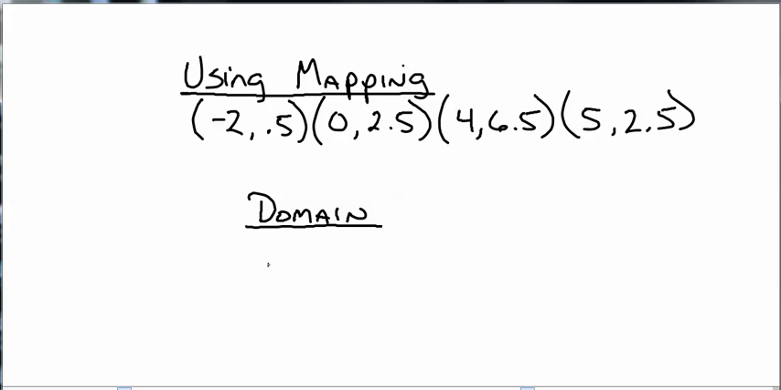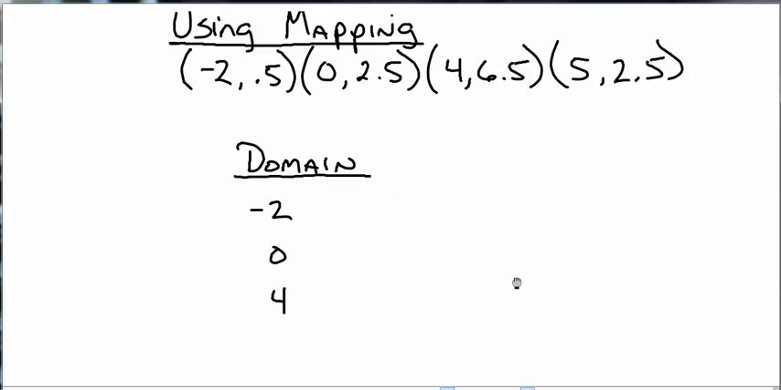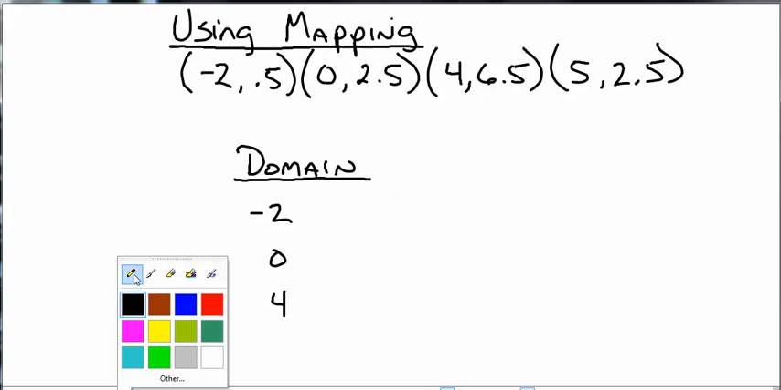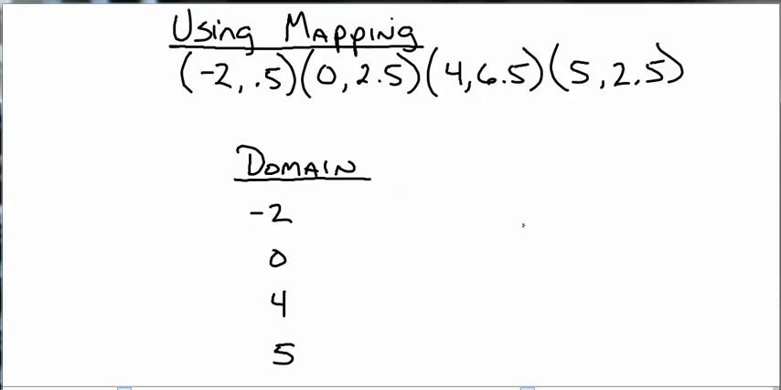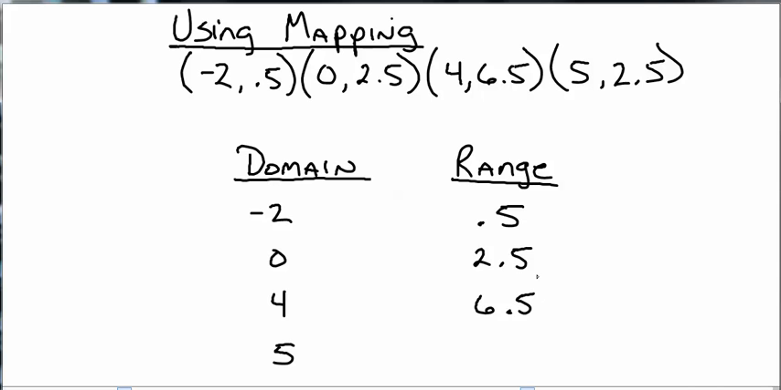If we mapped this relation, your domain is negative 2. What else? 0, 4, and 5. Good. Your range. What's your range? Okay, when you're listing domain and range, you don't repeat. Meaning there's a 2.5 here and there's a 2.5 here, and they're both in the range. You don't write them twice. Okay?